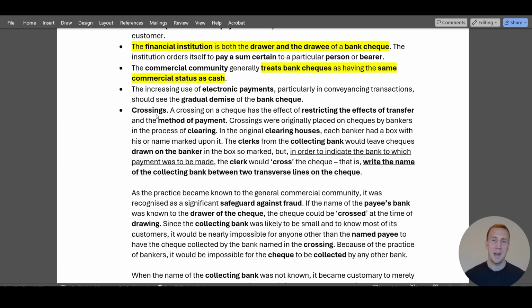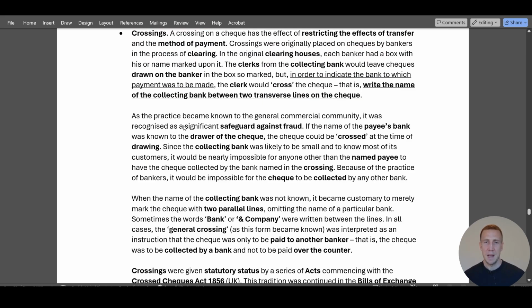Crossings. A crossing on a cheque has the effect of restricting the transfer and the method of payment. Crossings were originally placed on cheques by bankers in the process of clearing. In the original clearing houses, each banker had a box with his or her name marked upon it. The clerks from the collecting bank would leave cheques drawn on the banker in the box so marked. But in order to indicate the bank to which payment was to be made, the clerk would cross the cheque, that is, write the name of the collecting bank between two transverse lines on the cheque. As the practice became known to the general commercial community, it was recognised as a significant safeguard against fraud.